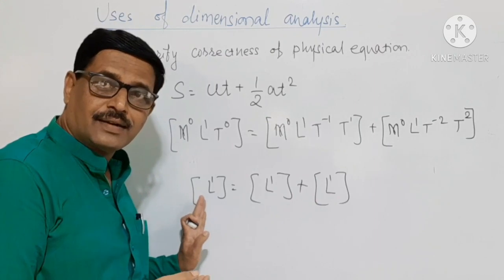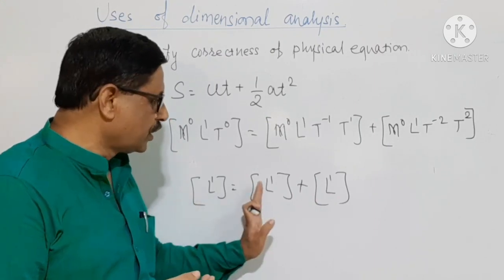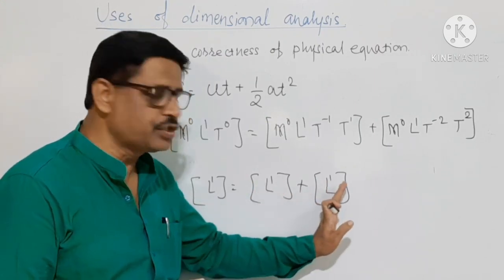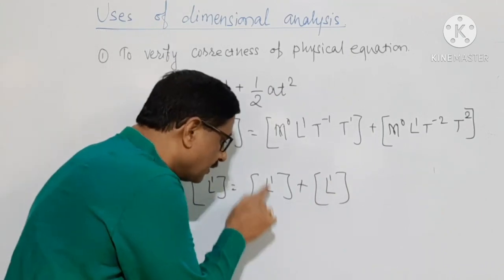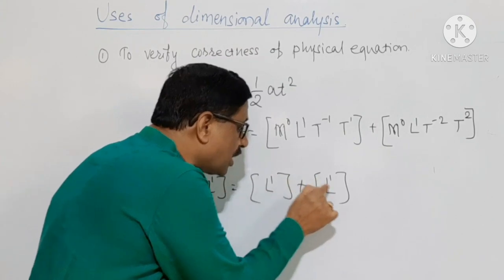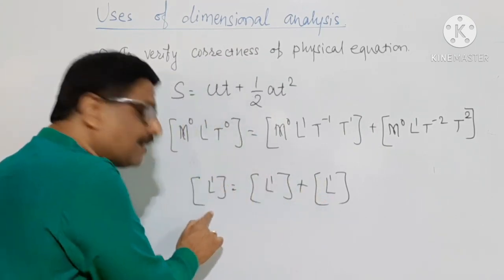Obviously M0 and T0 are there. Here also M0, T0 are there. Therefore, what you will see is that a length quantity is added to a length quantity to obtain a length quantity.